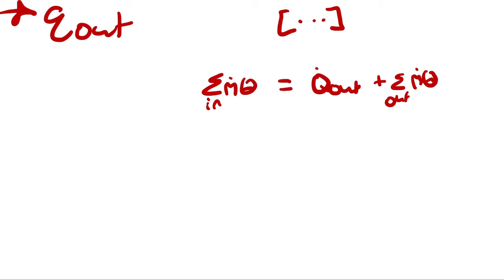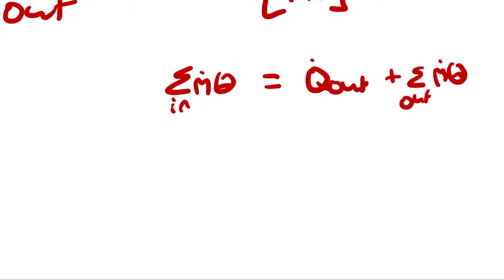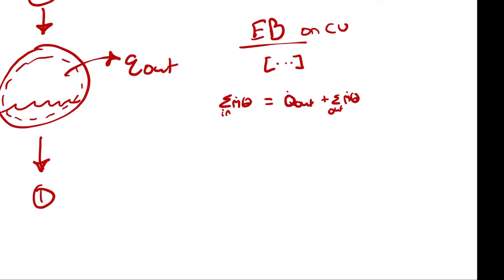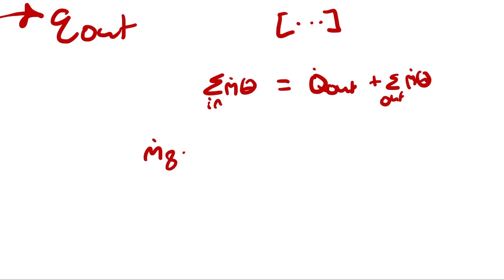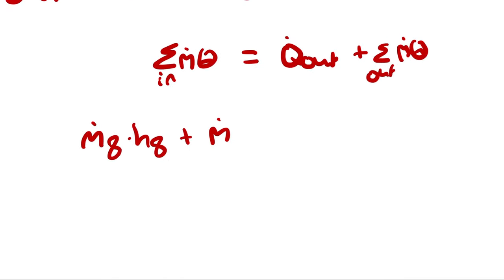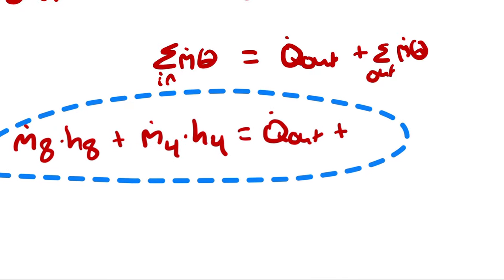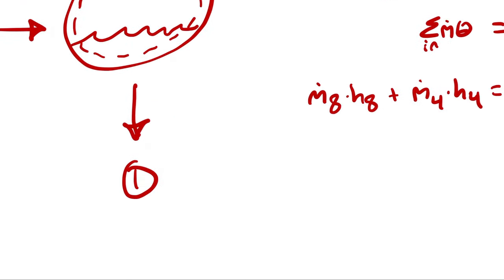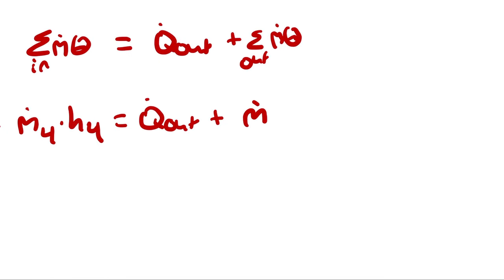Because there's no opportunities for heat transfer in nor work, and it's an open system operating steadily. And then theta contains enthalpy plus specific kinetic energy plus specific potential energy. So if we assume that changes in kinetic and potential energy are negligibly small, that means I'm left with the sum in of m dot h. There are two inlets, so that would be m dot 8 h8 plus m dot 4 h4 is equal to Q dot out plus m dot 1 h1, the one and only outlet.